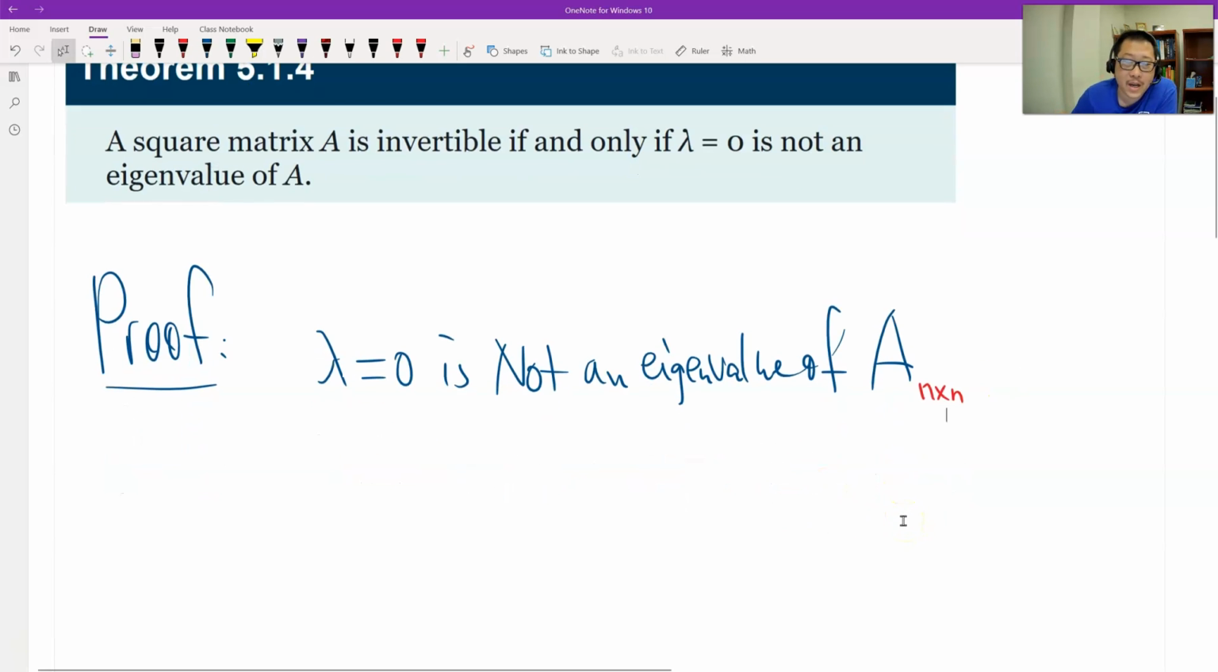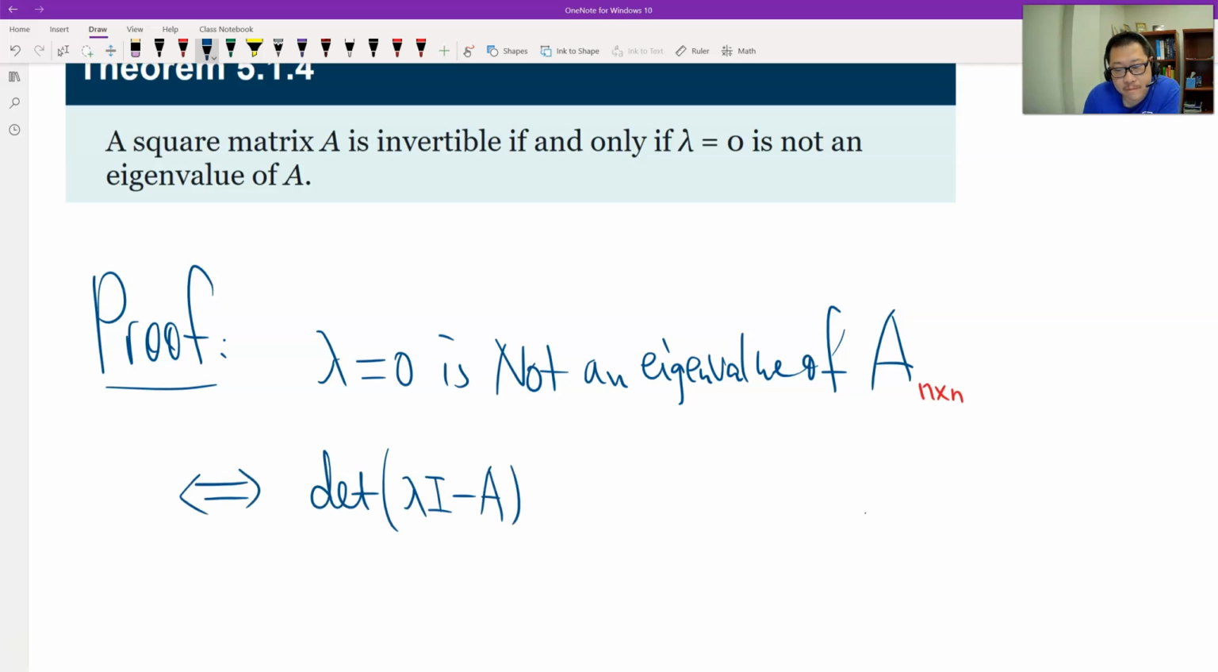So how many rows or how many columns in A? We just learned in the previous theorem that the determinant of A should be not 0. Look at it. I start from the characteristic polynomial, which is determinant of lambda I minus A. But here lambda is 0. So I put the 0 inside, and therefore this equals determinant of negative A, right?